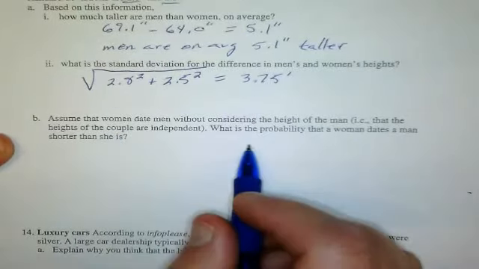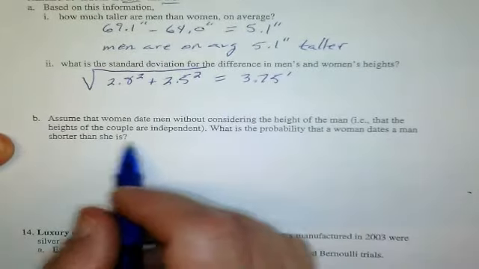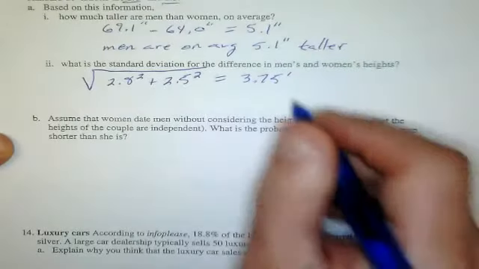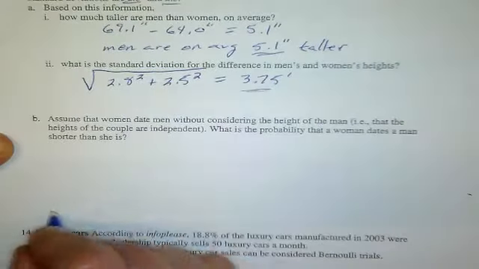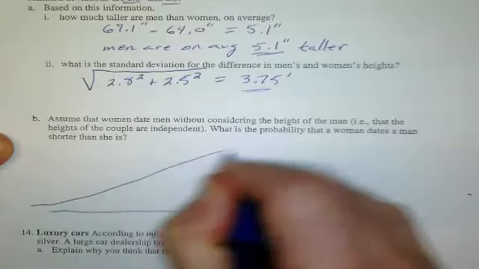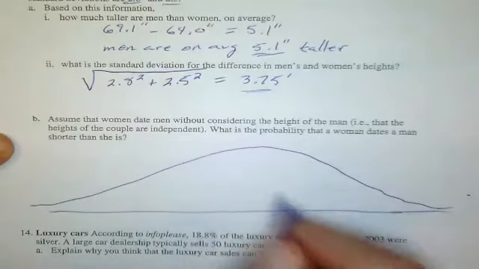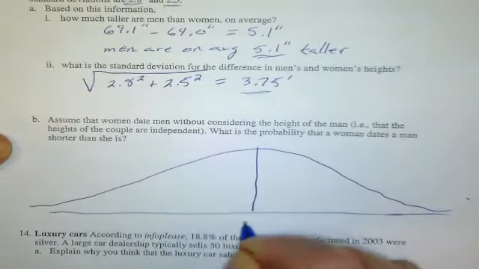Okay, assume that women date men without considering the height of the man, that the heights of the couples are independent. What is the probability that a woman dates a man shorter than she is? Okay, we did this the other day. I've got a standard deviation. I've got a mean. So let's make a normal model. Drop this down. This is 5.1.